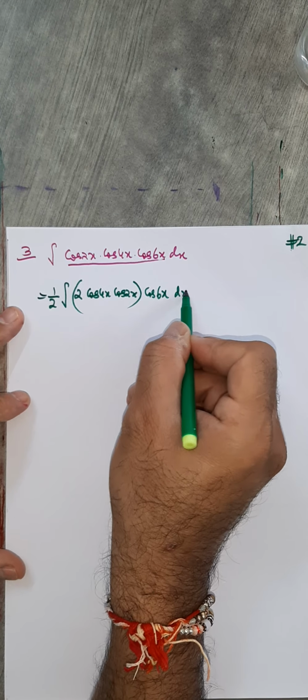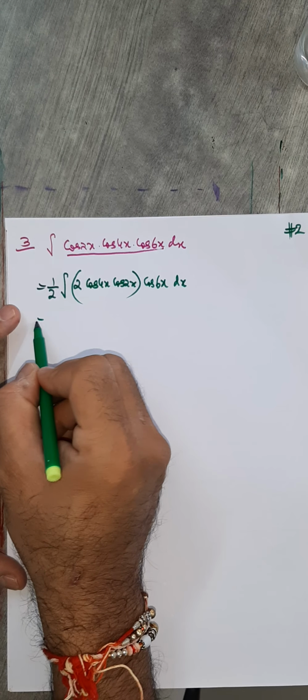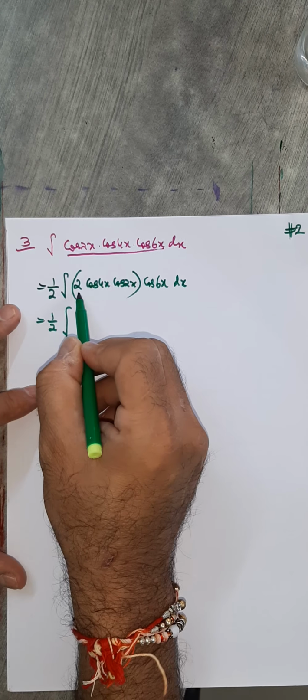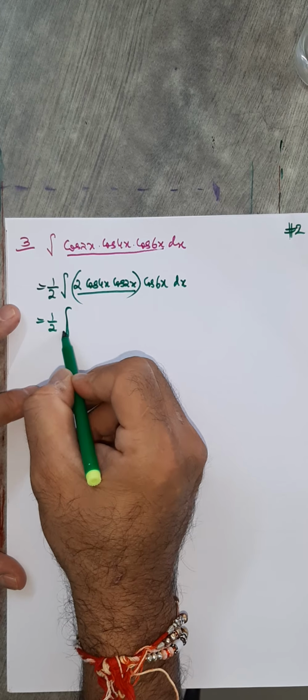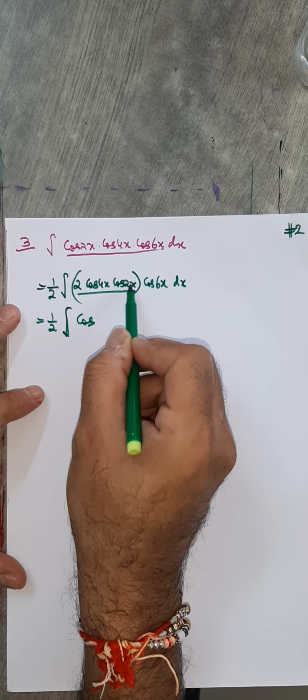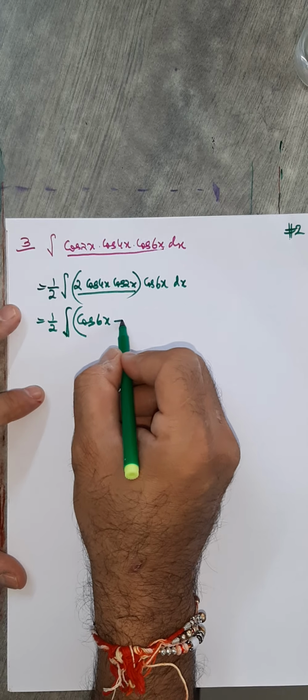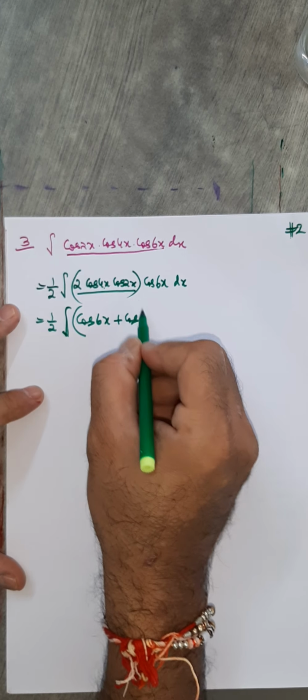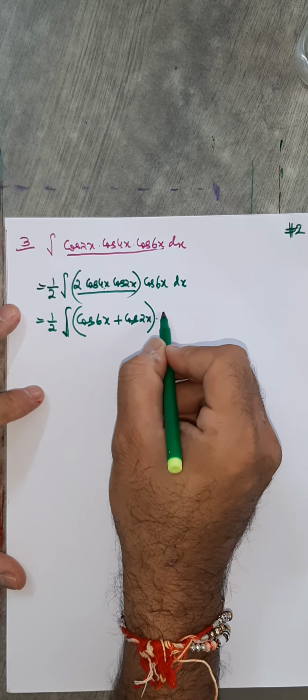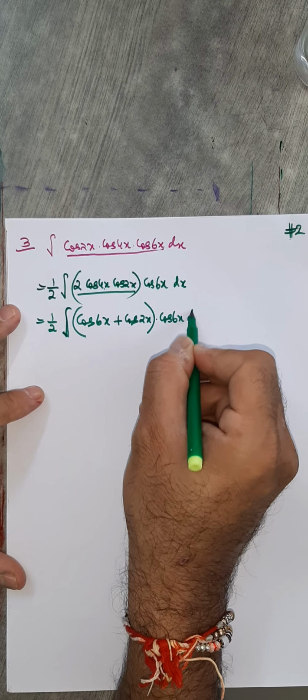Any two functions can be combined, remember. So this is half as it is. What is 2cc? Vector formula, c plus c. So cosine alpha plus beta, which is 4x plus 2x, 6x, plus cosine 4x minus 2x, which is cos 2x, into cos 6x as it is.